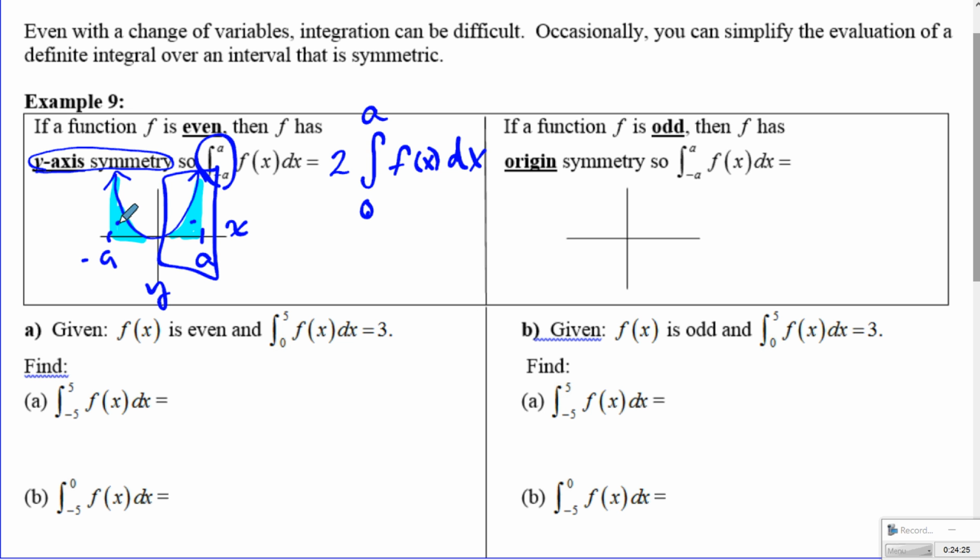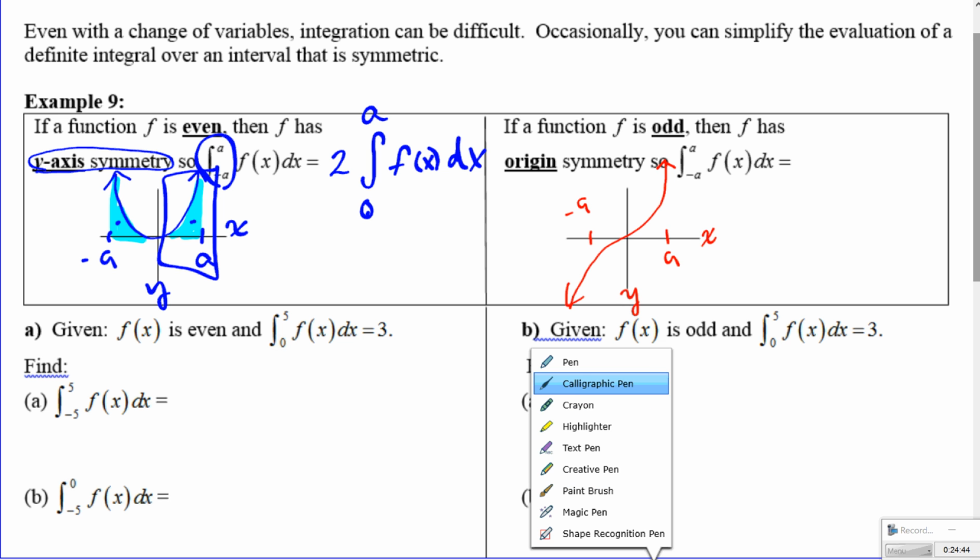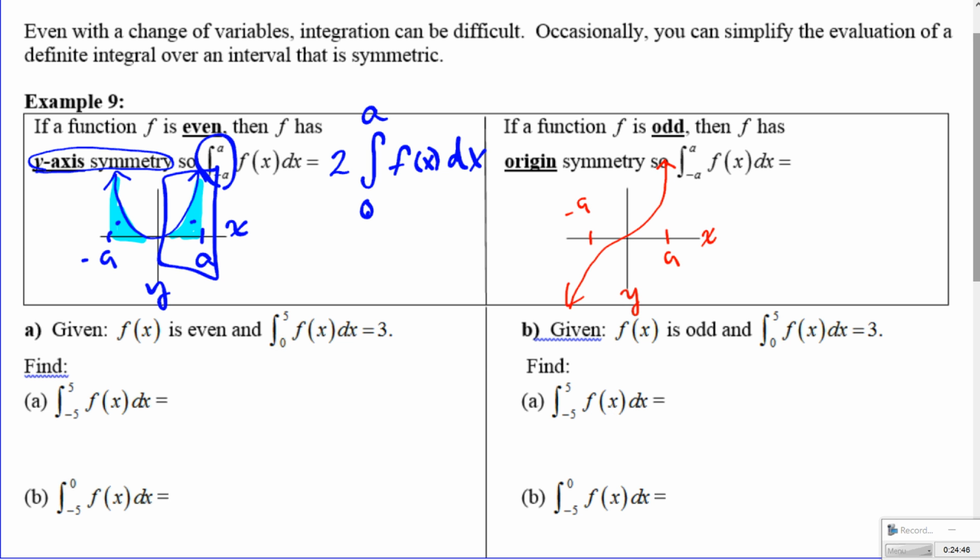Odd functions, let's talk odd functions before we move on. So an odd function, let's think about like a cubic, right? That's kind of an easy one to talk about. Let's put an A and a negative A, equal distance from our y-axis and our x-axis, highlighting the region between the x-axis and our curve, would be right in there. X-axis and our curve. And what do you notice this time?